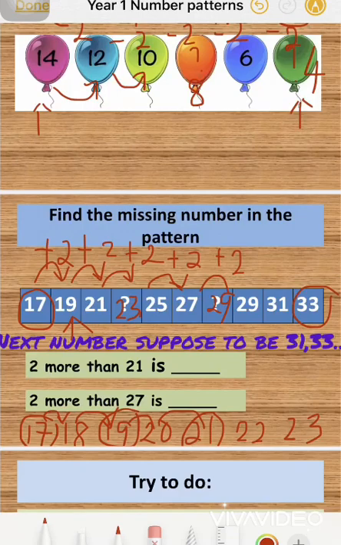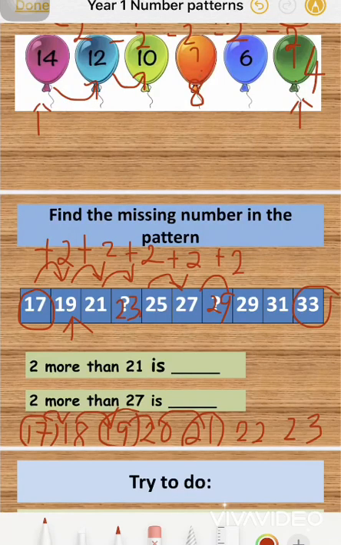Right? In another way, we can also answer this question. 2 more than 21 is 23. More than means you need to plus. 2 more than 27 is 29. Very good.